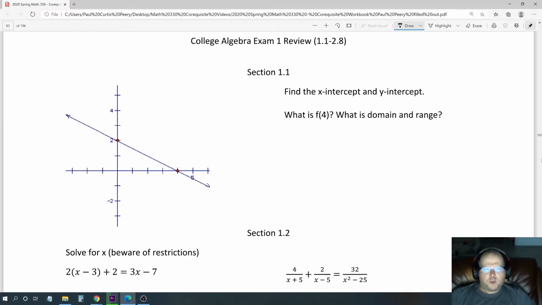College Algebra Exam 1 Review, sections 1.1 through 2.8. Section 1.1, find the x-intercept and the y-intercept.